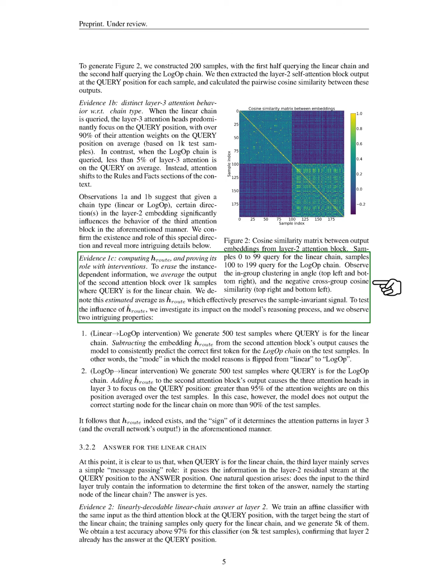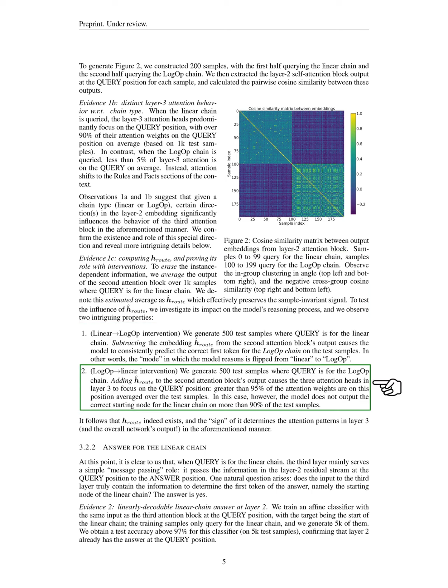To further validate our findings, we compute the routing signal and test its influence on the model's reasoning. By manipulating the routing signal, we can switch the model's reasoning mode between linear and logical operator chains, confirming the existence and role of the routing signal in determining attention patterns and overall output.